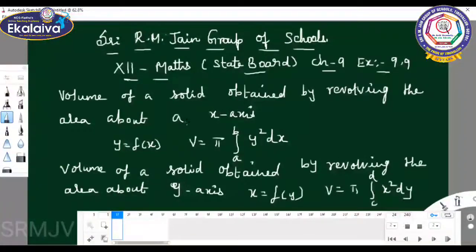That is, the volume of a solid obtained by revolving the area about the x-axis, y equal to f of x, is volume equal to pi integral a to b y square dx. The same way, about the y-axis, x equal to f of y, volume equal to pi integral c to d x square into dy.